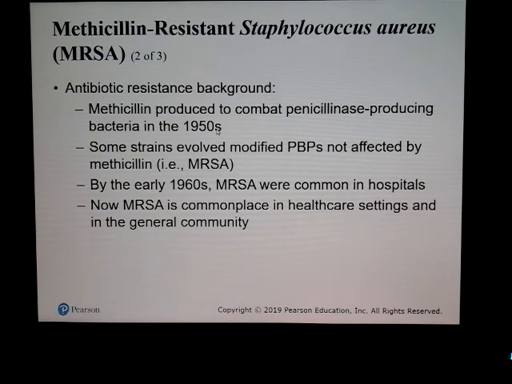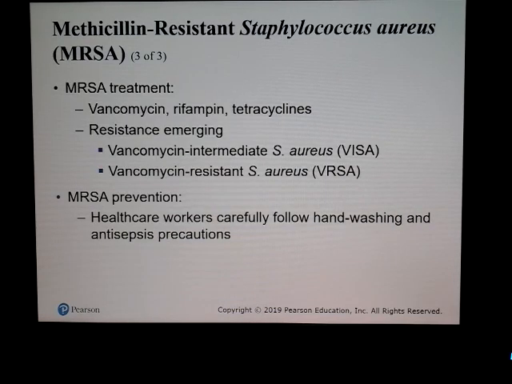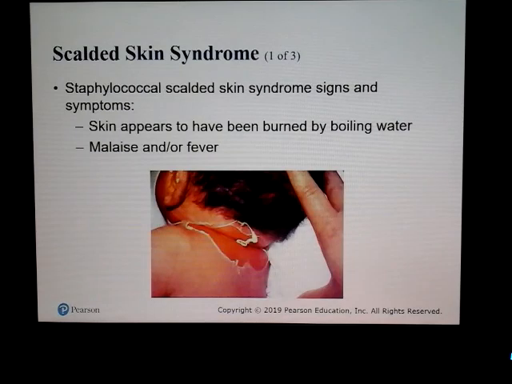And it turns out, guys, that it didn't take long before we were starting to see different types of resistance to it. Now, the treatment for MRSA is vancomycin, rifampin, tetracyclines. However, what we're seeing now is vancomycin intermediate. I talked about that in lecture and lab with you guys, types of Staph aureus as well as vancomycin resistant types. So again, good hand washing, okay? And always take good aseptic techniques into consideration to prevent MRSA.